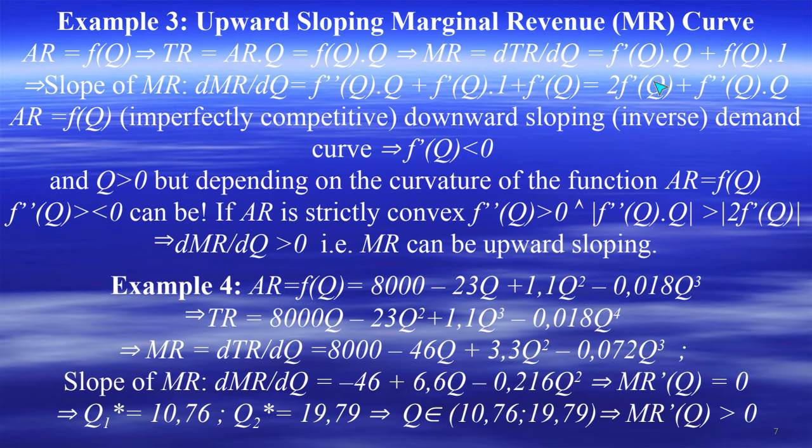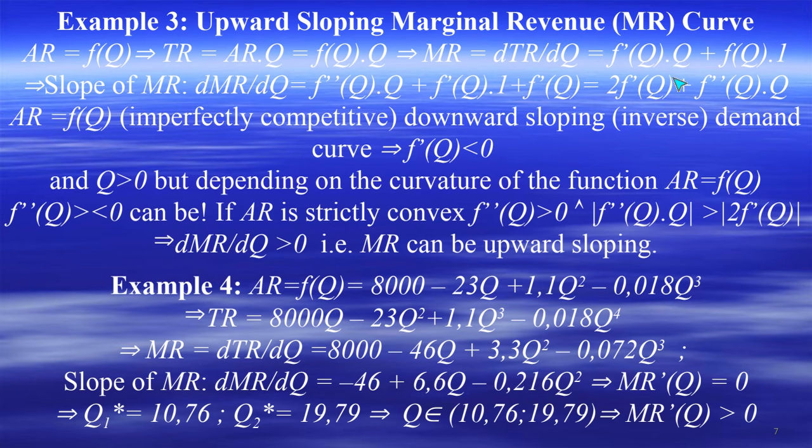And assuming that the inverse demand function is negatively sloping, a sort of imperfectly competitive demand function, f prime Q would be negative. 2 f prime Q would be negative as well. If the AR function is concave, strictly concave or concave, its second derivative will be negative as well. So this negative times Q, which is positive, will be negative. The whole thing will be negative. The slope of the marginal revenue curve will be negative.